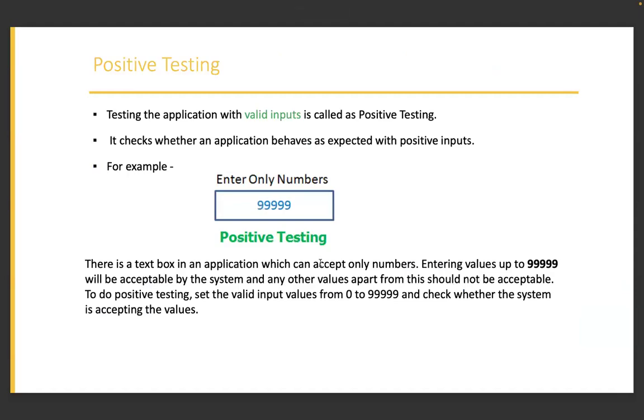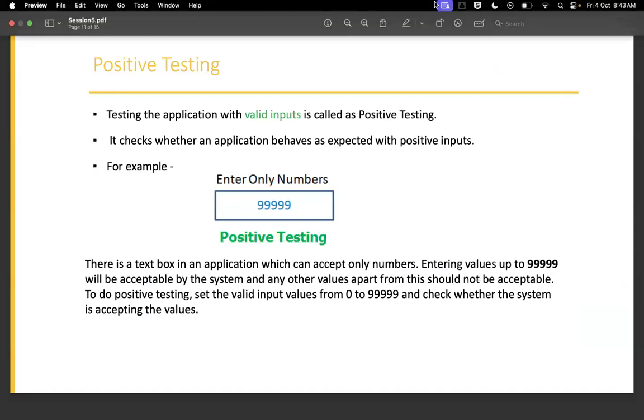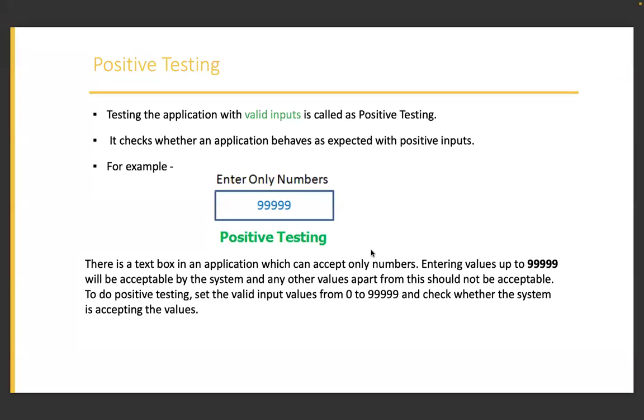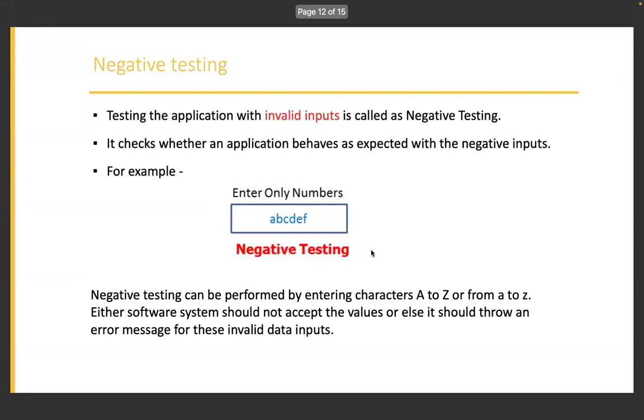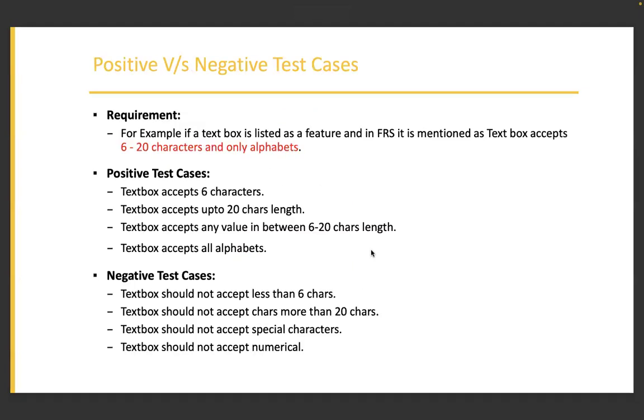Next is positive testing, wherein you try to pass positive sets of data, and then we have negative testing. Positive testing obviously comes with positive test cases, simple. So if your text field says to pass a value between so and so, and you are passing a value in that range, that becomes a positive test case. If you are not passing a value in that range, that becomes a negative test case. If it accepts only numbers and you are passing alphabets, then that becomes a negative test case.